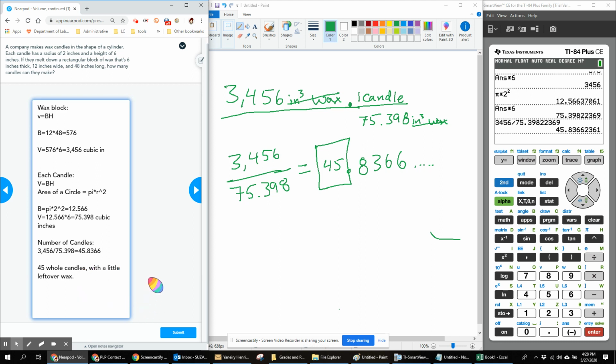So my final answer is that there's 45 whole candles, and then there's just a little leftover wax that doesn't make a whole candle, so it doesn't matter. So it's only 45 whole candles. So there is the whole answer to the problem. So this is the work that you need to show.